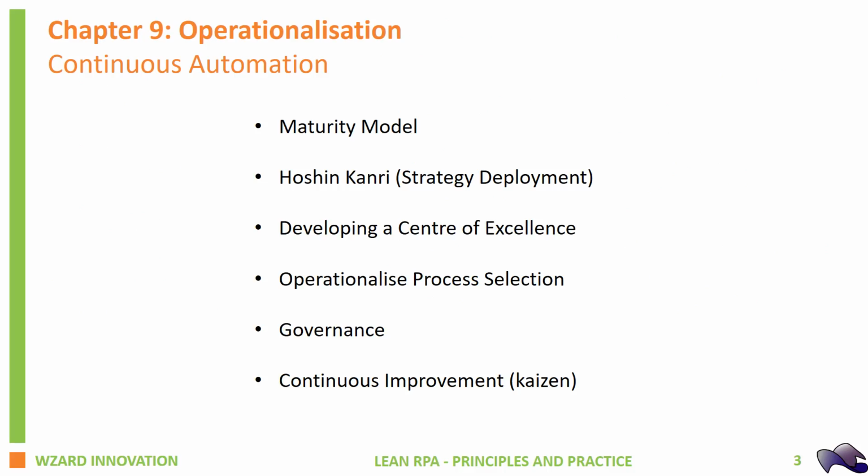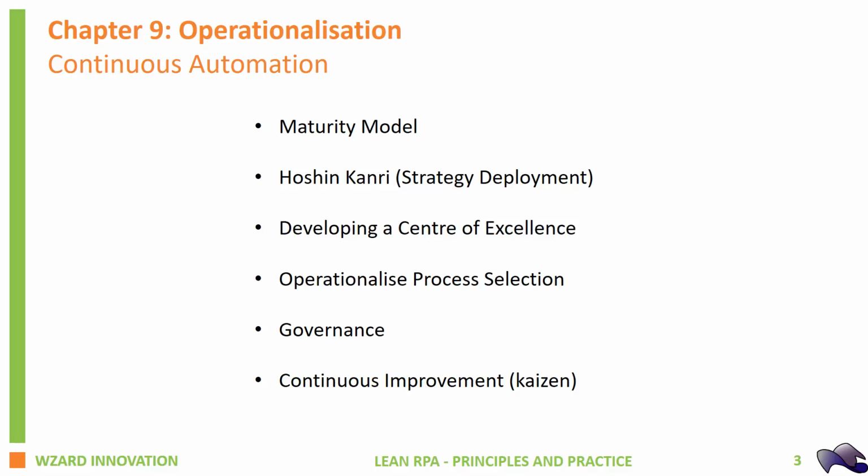In Chapter 9, we will look at the maturity model, how automation will evolve in your organization. We'll look at a concept called Hoshin Kanri, which is another name for strategy deployment, and the elements therein. We'll spend the bulk of the time looking at the concepts of a center of excellence and why this is important for scaling up your organization.